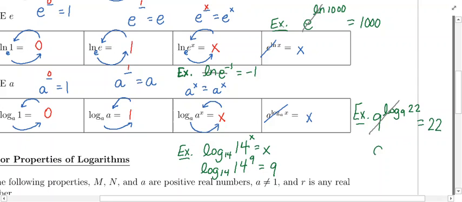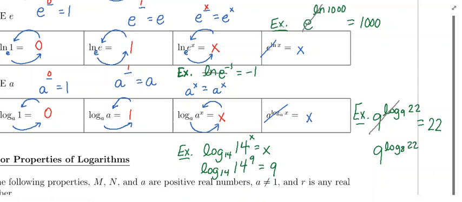If you had 9 raised to the log base 8 of 22, there's going to be no cancellation here because you have 9 but log base 8. The bases do not match, and so you couldn't cancel here. The answer is going to be more complicated than 22. So keep in mind these properties hold if you're dealing with matching bases on the exponential and logarithmic sides.